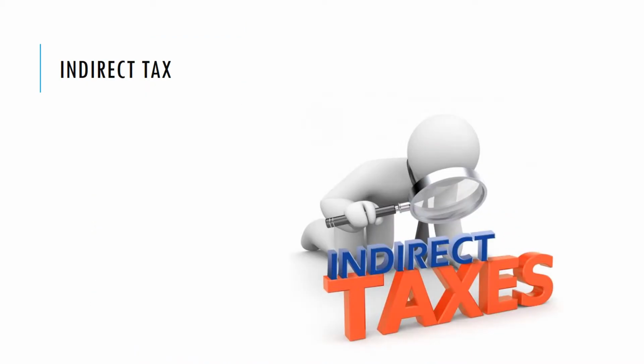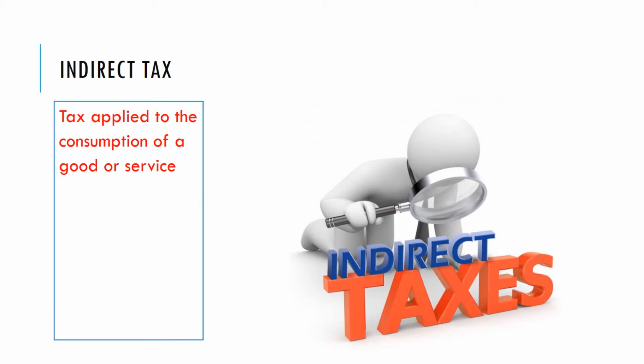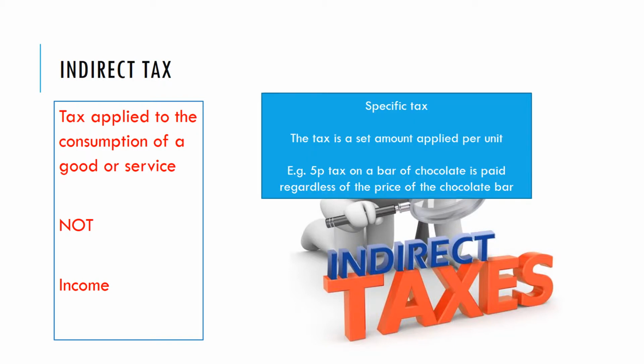So we're going to be talking again about indirect taxes. An indirect tax is one that is applied to the consumption of a good or a service, not just on your income. That would be a direct tax. They come in two types. One is a specific tax, and that is a set amount applied per unit. For example, a 5p tax on a bar of chocolate is paid regardless of the price of the chocolate bar. It's a set amount per unit.